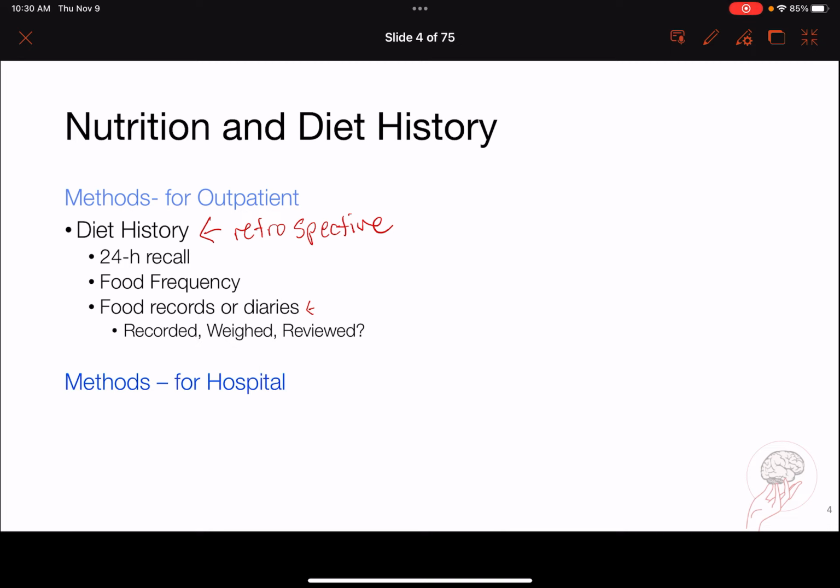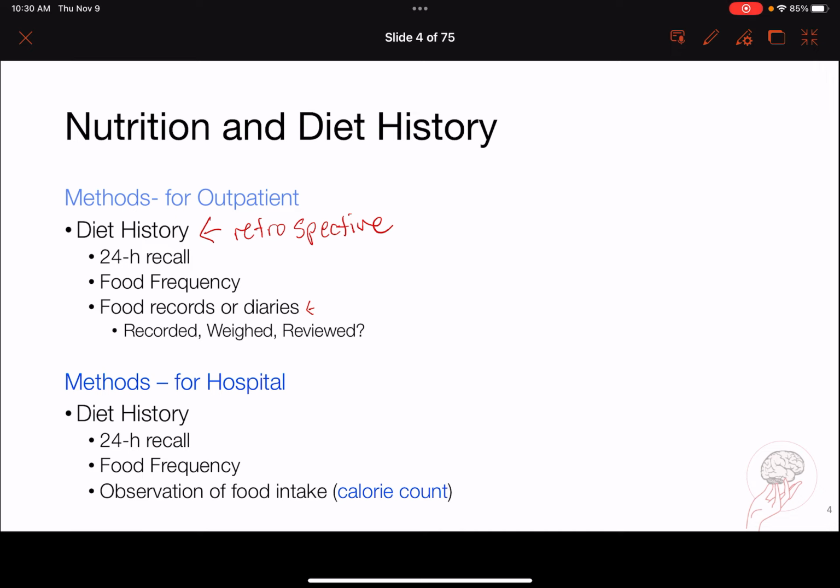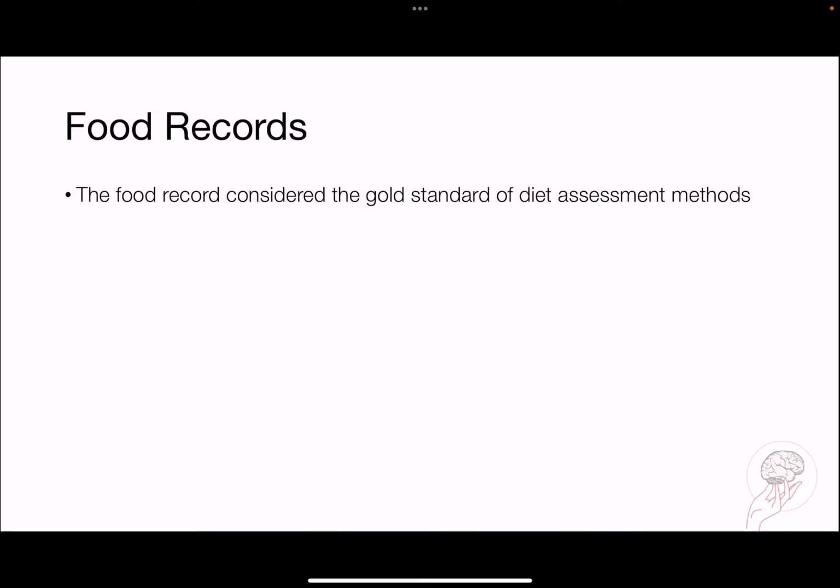In the hospital, we have some different methods available. We can still do the 24-hour recall and food frequency, but we can also do an observation of the food intake or a calorie count. So food records or diet history through a food record is considered the gold standard for diet assessment. These are usually completed over a period of 3, 4, or even 7 days.